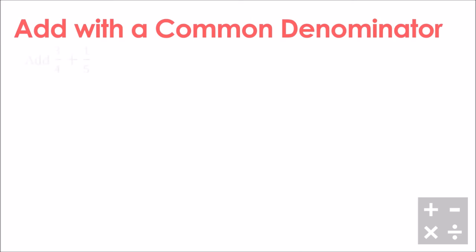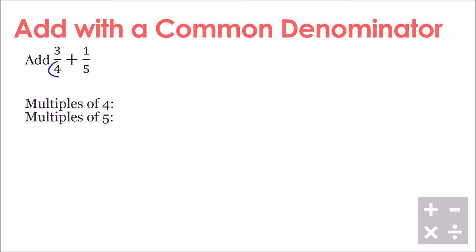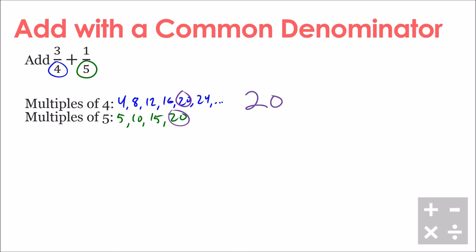Let's try another example where we're going to just add with a common denominator. We've got a question, 3/4 plus 1/5. First thing we're going to do is list out some multiples of 4 since that is our first denominator listed. So I've got 4, 8, 12, 16, 20, 24, and I could go on and on, but I'm going to stop right there. I can also take a look at my denominator 5 and find its multiples. We got 5, 10, 15, 20. Oh, there's a common denominator. I've got 20 and I've got 20. So I know my common denominator is going to be 20.